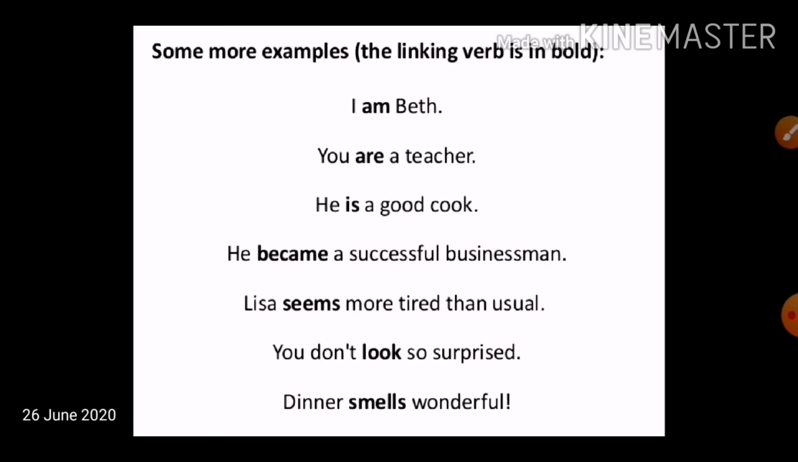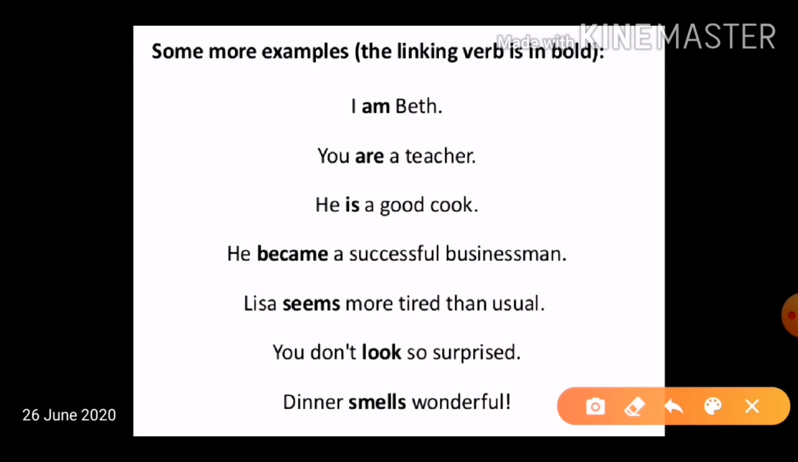Okay. Some more examples. The linking verb is in bold. These in bold are linking verbs. I am Beth. You are a teacher. He is a good cook. He became a successful businessman. Lisa seems more tired than usual. You don't look so surprised.